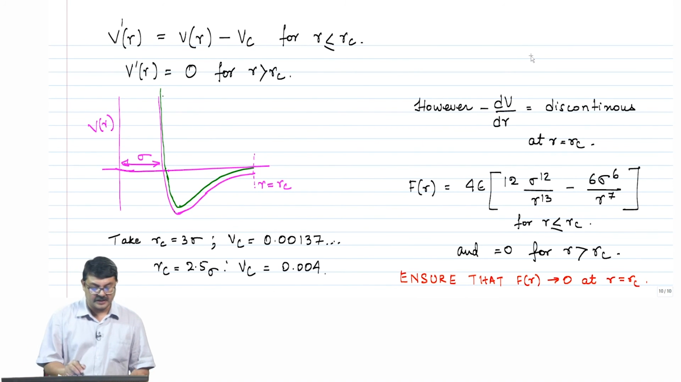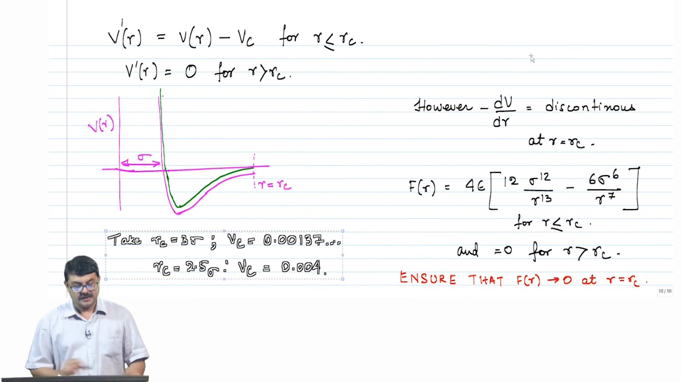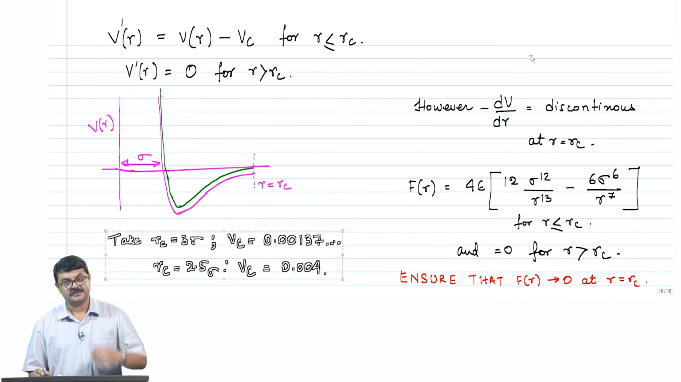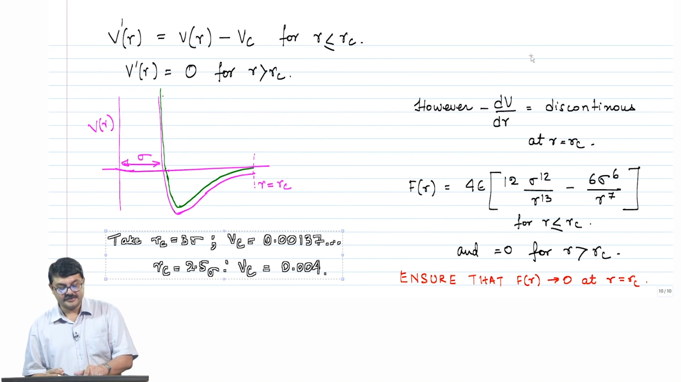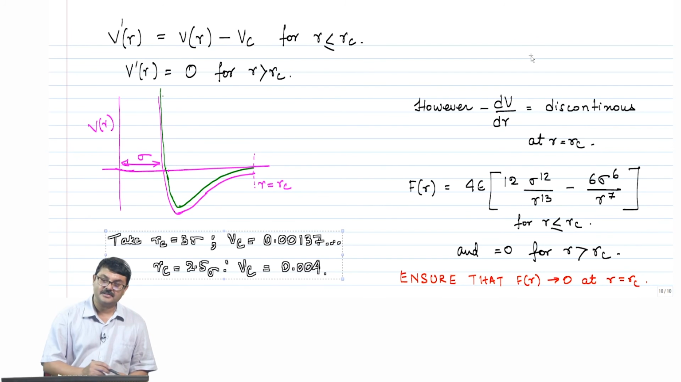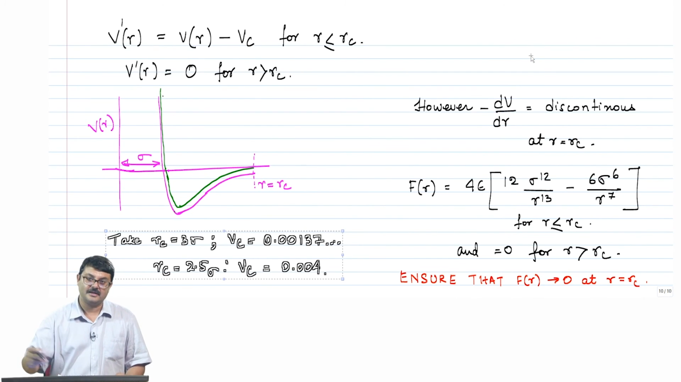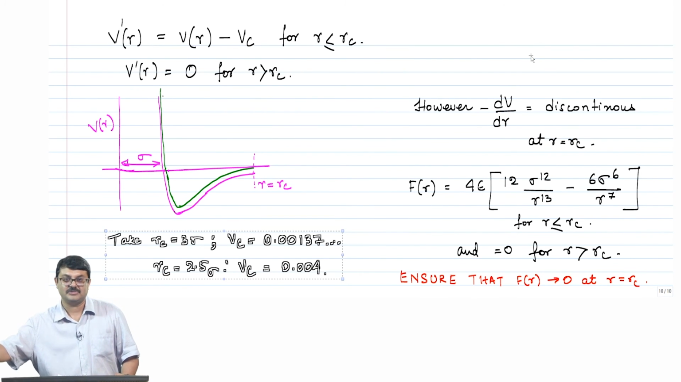So, suppose you took R c to be 3 sigma, right, 3 times sigma. If you are taking sigma equal to 1, you take R c equal to 3 sigma. So, sigma by r is 1 by 3. Then the value of V c would be 0.001. So, basically it goes very quickly to 0 at distances beyond 2 or 3 sigma.